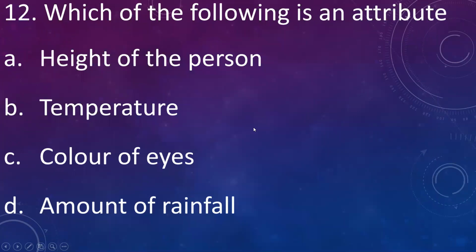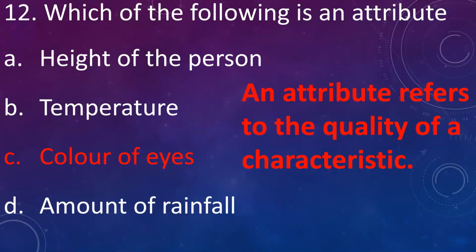Then which type of following is an attribute? A. Height of person, B. Temperature, C. Color of eyes, D. Amount of rainfall. Answer is color of eyes.